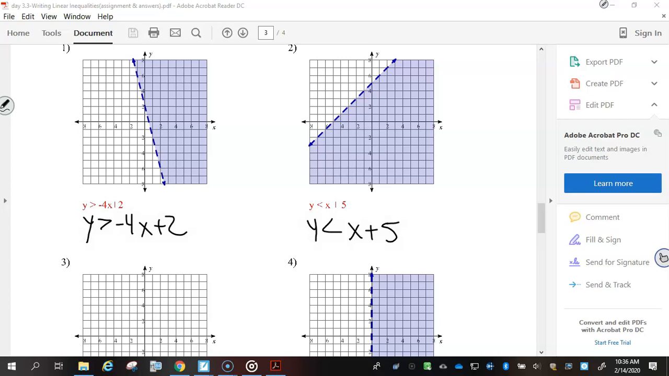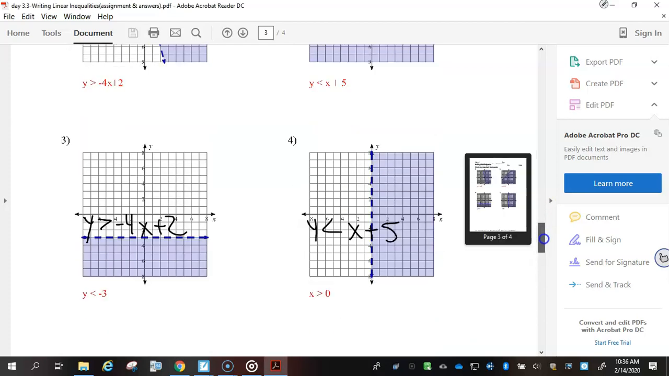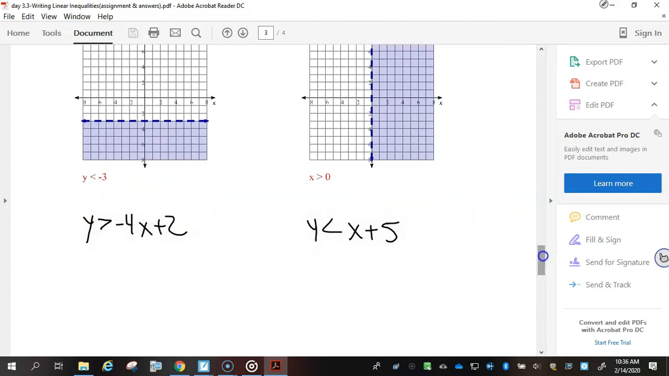Questions on those two? Number 3 was y is less than negative 3. And 4 was x is greater than 0. So all of those should have been a less than or a greater than, not an equal to.